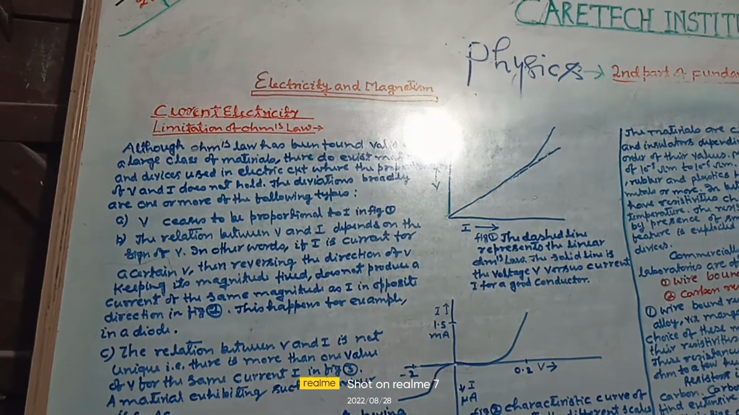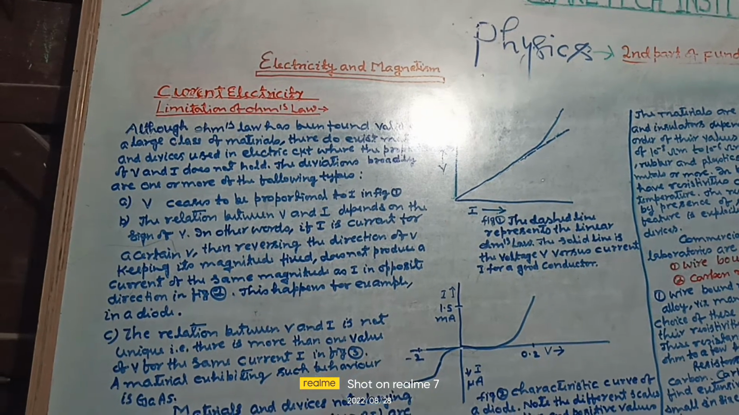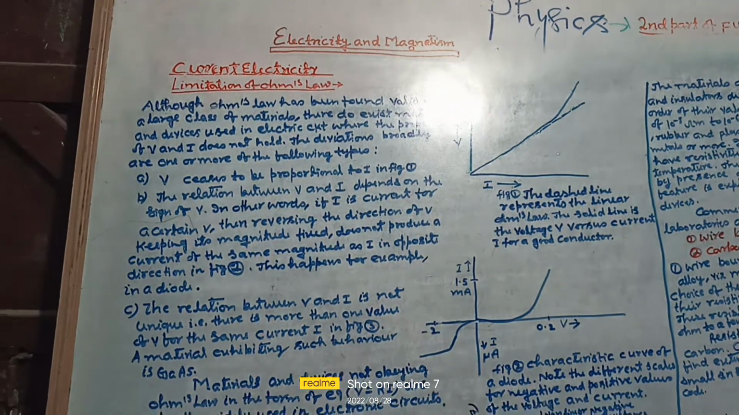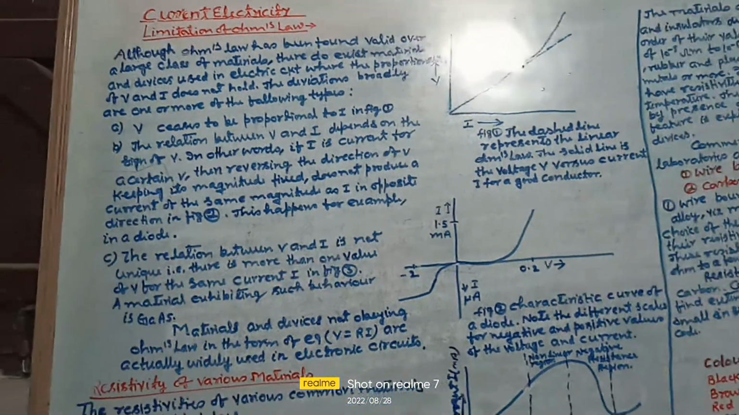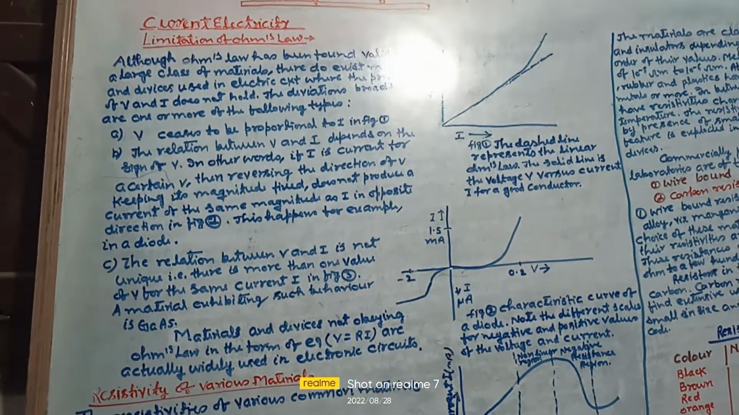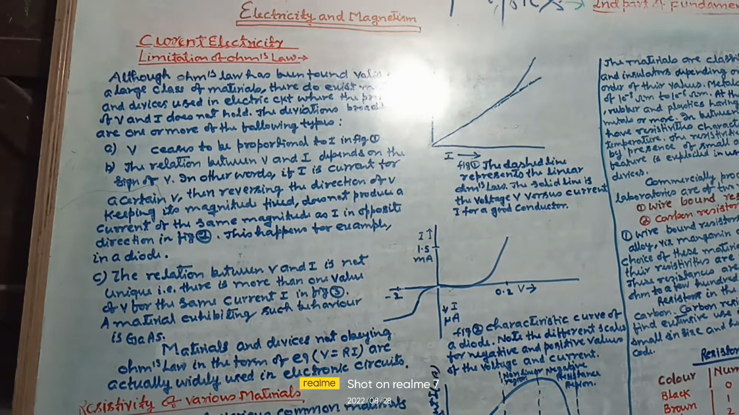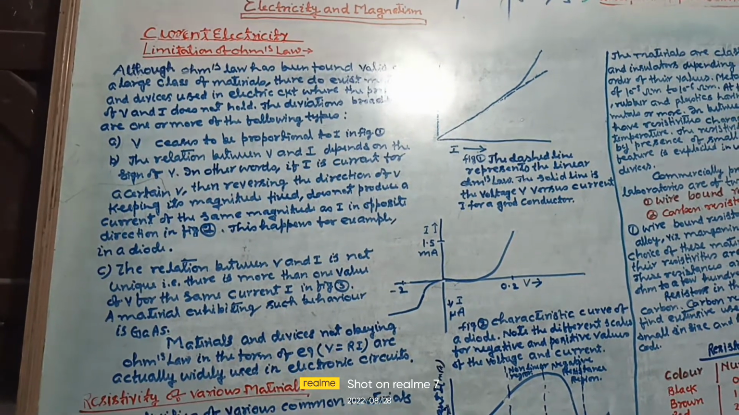In figure 3, the relation between V and I is not unique. It means there is more than one value of V for the same current I. A material exhibiting such behavior is gallium arsenide. Materials and devices not obeying Ohm's law in the form of the equation V = Ri are actually widely used in electronic circuits.